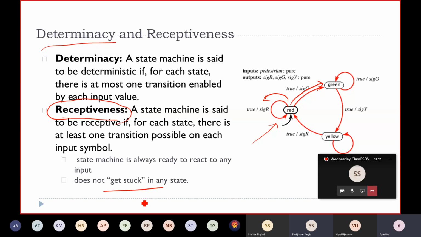The input means your control inputs. Here, for this example, maybe this is pedestrian. This is your control input signal. So how are we defining receptiveness? A state machine is said to be receptive if for each state there is at least one transition possible on each input signal. That means whatever way you are defining those states and considering those inputs. Here this is only one input.